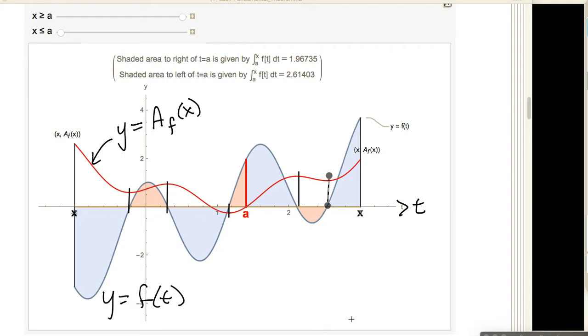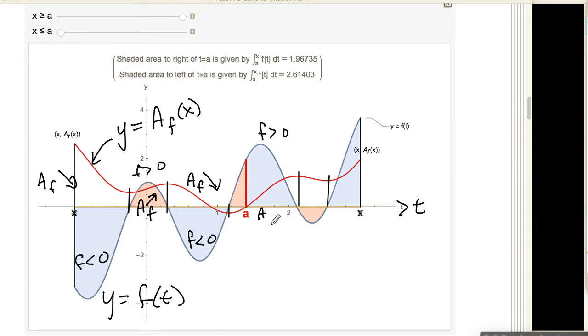Now there's something else that I also want to point out. This chunk here, f is less than 0, and the area accumulation function is going down. And here f is bigger than 0, and the accumulation function is going up. Here f is negative and the accumulation function is going down. On this whole chunk, f is positive and the area accumulation function is increasing. Over here, f is negative and the area accumulation function is going down again. And finally, f is positive and the area accumulation function is going up.